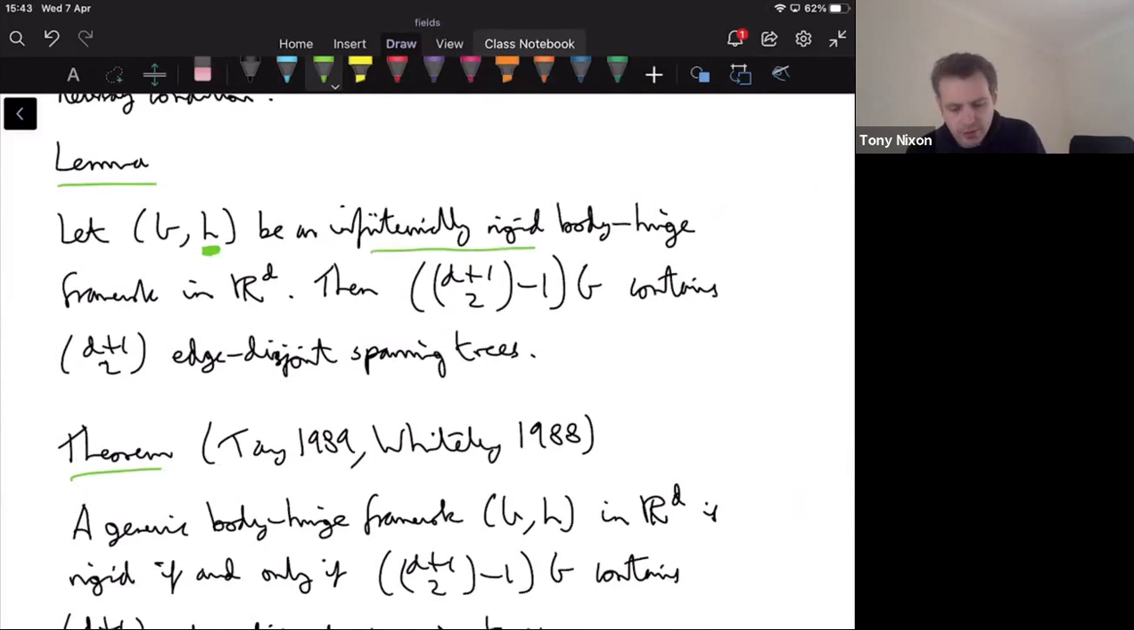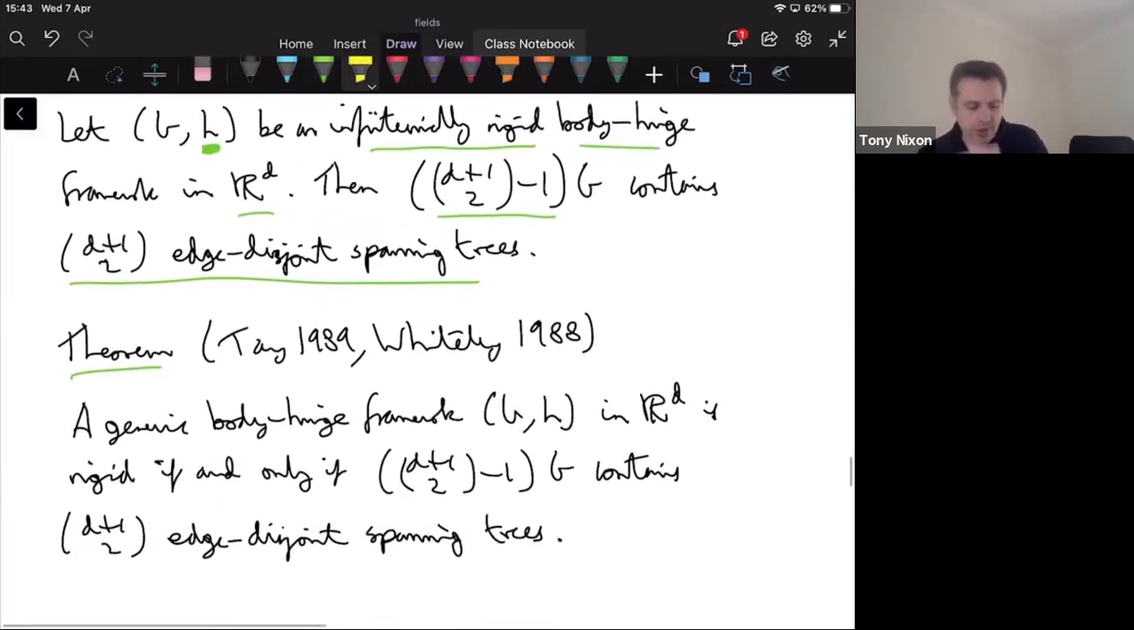So if it's infinitesimally rigid as one of these body-hinge structures, then if you take (d+1 choose 2) minus 1 copies of every edge in your graph, it should contain (d+1 choose 2) edge-disjoint spanning trees. This is the necessary Maxwell condition, which you can get if you write down the rigidity matrix and look at the degrees of freedom. Then Tay and Whiteley independently showed that this is a sufficient condition as well as necessary. So this graph with all these extra parallel edges should contain exactly the same number of spanning trees as we needed in the body-bar case.